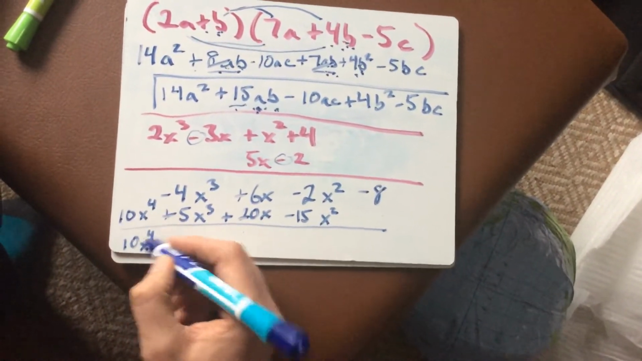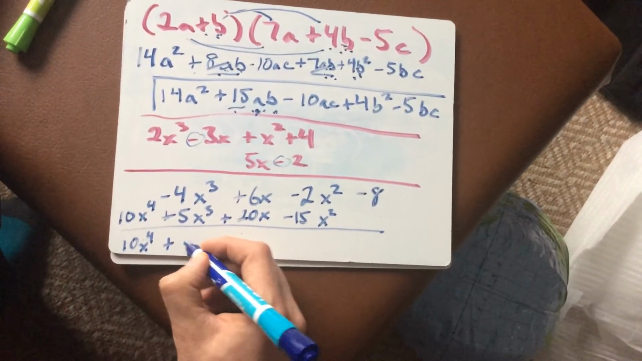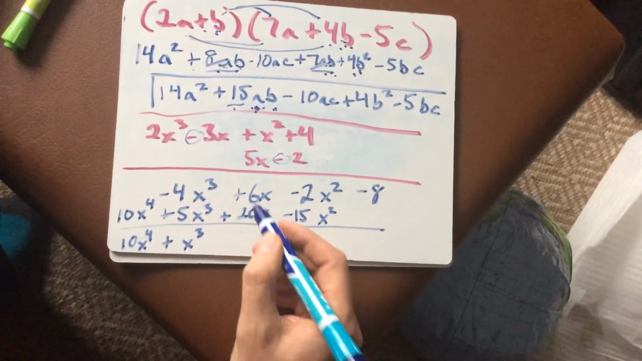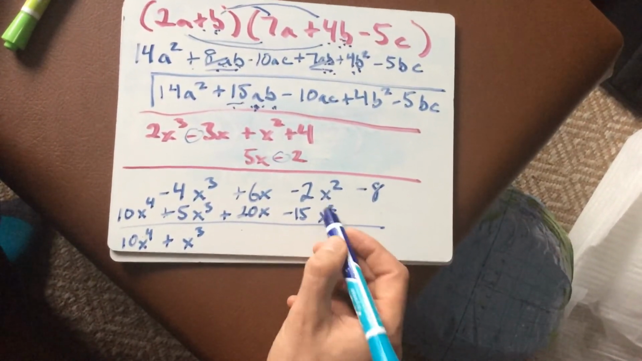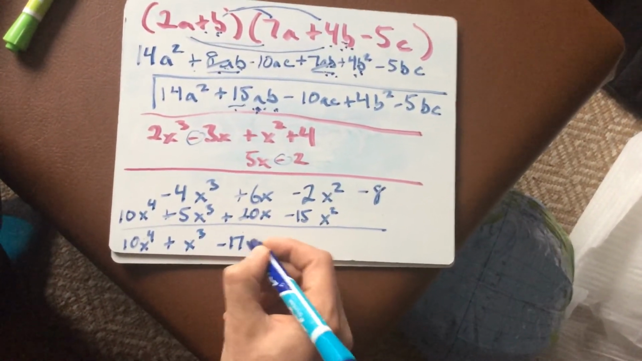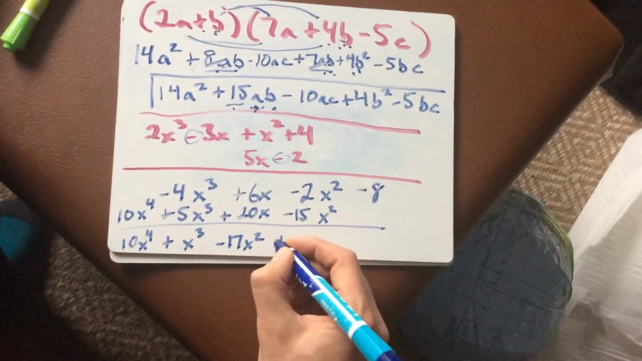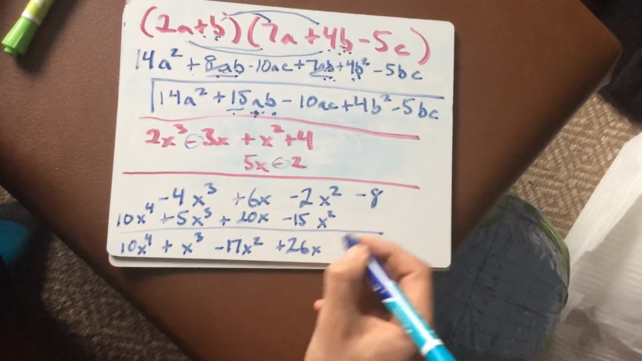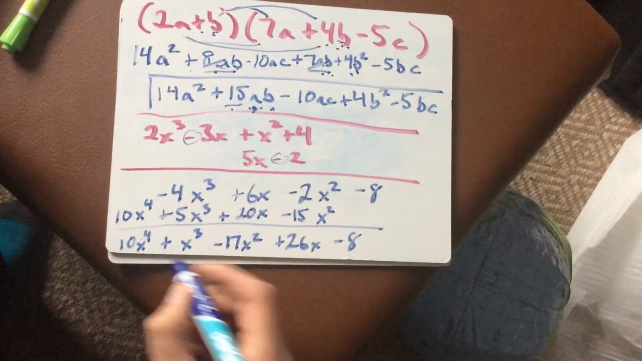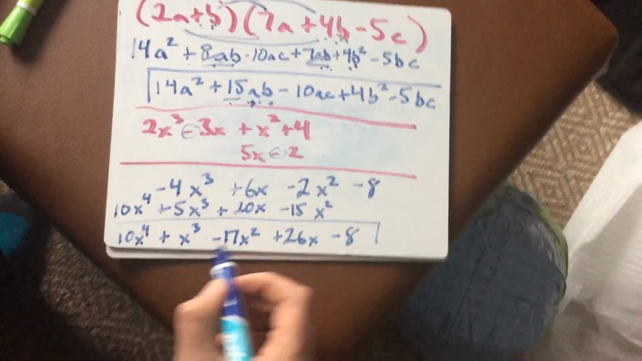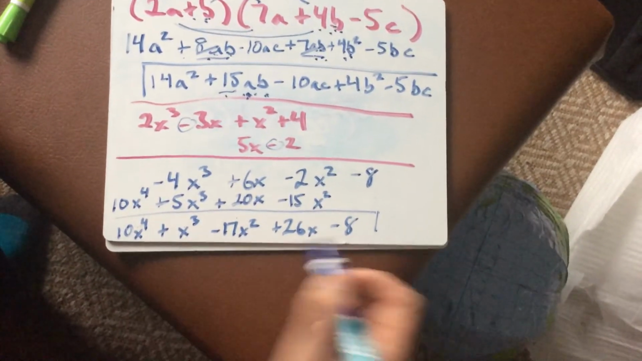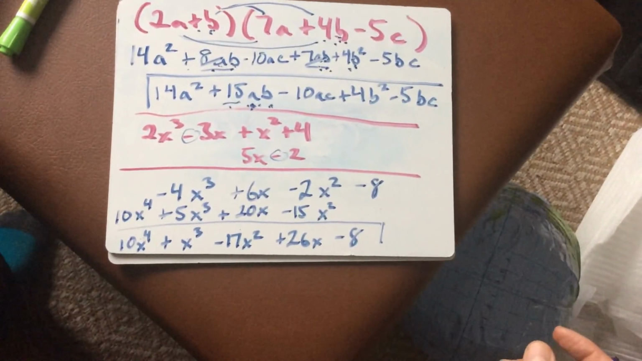So I can add down, add down, add down. Now here I'm going to switch the order because I want it to be in descending order. So I'm going to put these first, negative 17x squared, then these 26x, and finally negative 8. So notice now I've added all my like terms and I have it in descending order. There are no more like terms, so that is my final answer.